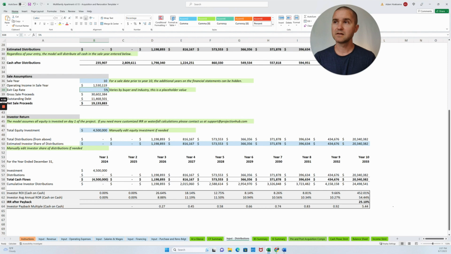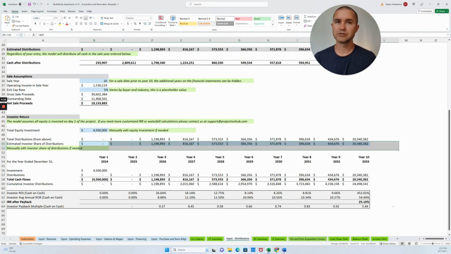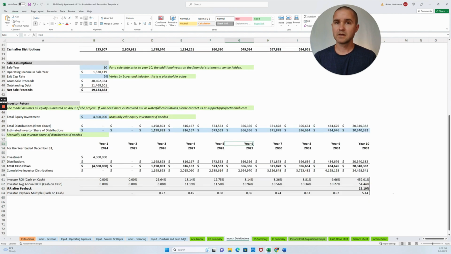And so based on that, we're going to have gross sale proceeds of $30 million. At that point, we expect to have debt of $11 million, and so net proceeds of $19 million. Our total equity investment was $4.5 million, and we had these distributions to the investors throughout the life of the property. And so based on all of these assumptions and that 5% cap rate, we can see an IRR after the sale of the property of 25.1%.